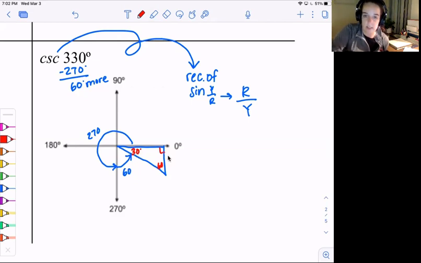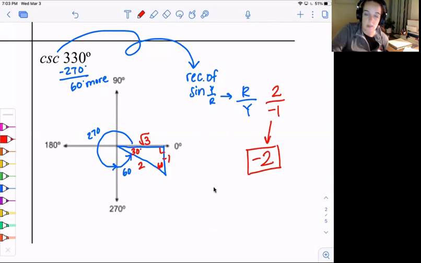So across from 30, that would be your short side 1, long side 2, middle side square root of 3. Checking negatives, we got -1 here, positive square root of 3. So then you're looking for your r, which is 2, over your y, which is -1. And go ahead and simplify that into -2. That is your final answer.